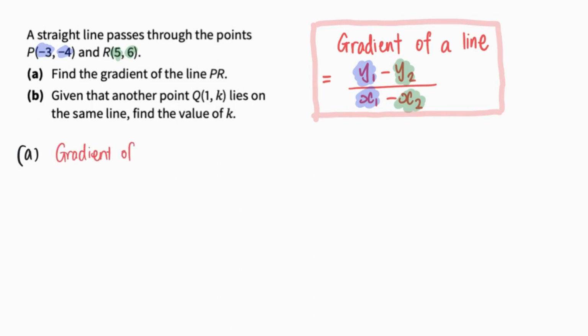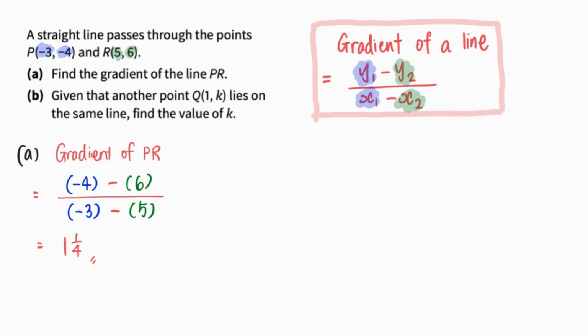So gradient of PR equals, and notice what Mr. Tan does. When we substitute values into the formula, Mr. Tan will put a bracket. So y1 minus y2, over x1 minus x2, and after which this will give me a value of 1 1/4. Done.